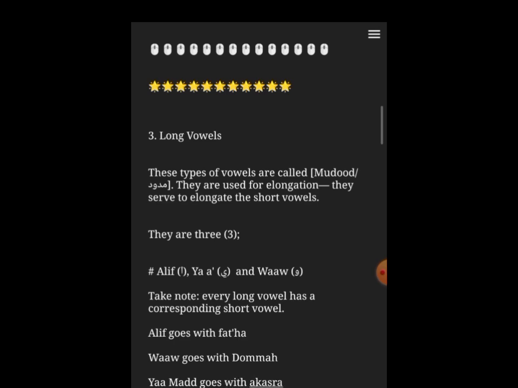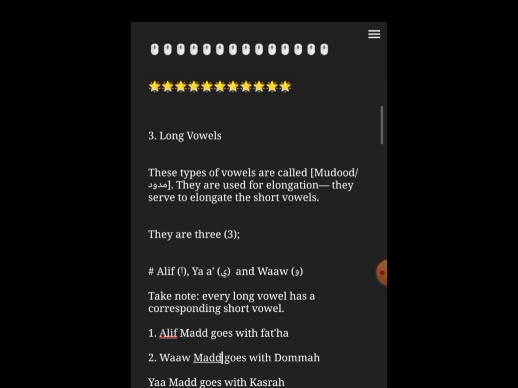Goes with what? Kasra. So wherever you see alif mat, you'll see a fatha. Alif mat goes with fatha. Okay? Wherever you see alif mat, you see fatha. Meaning that the letter that will carry the long vowel will definitely have a short vowel. Okay? Now waw mat will go with a dhamma.